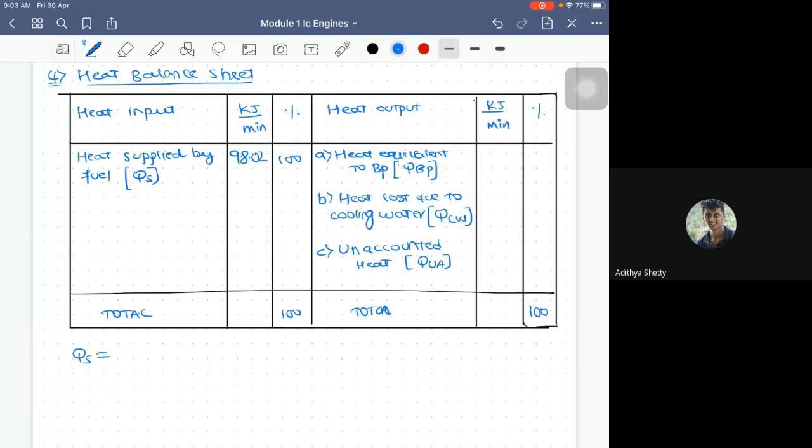Now QS is done. Later on, we have to calculate QBP. It is nothing but the value of BP. But the thing is, the value of BP should be in kilojoules per minute. That you have to take care. So originally the BP value would be in what? Kilowatts, isn't it?